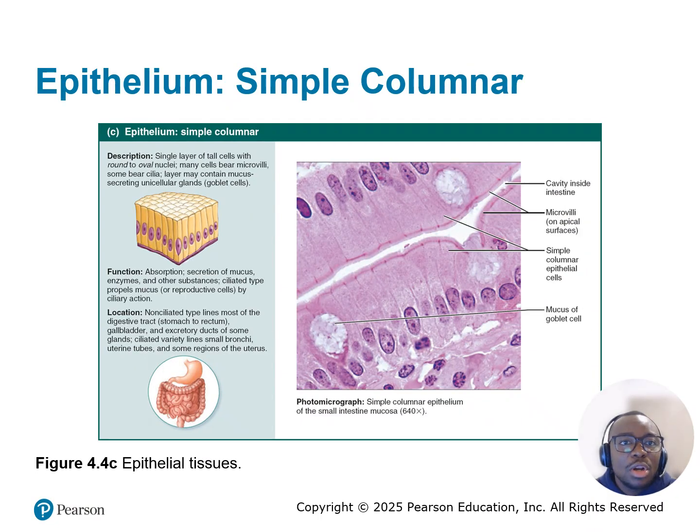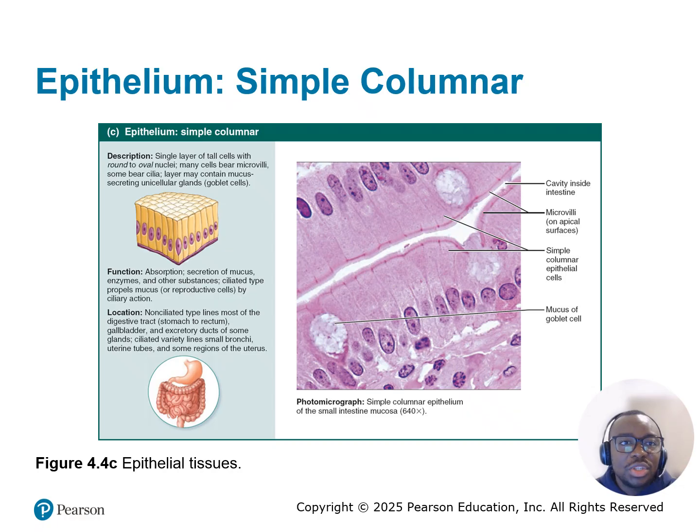Next is simple columnar epithelium. Simple columnar epithelium has a single layer of tall cells with round to oval nuclei. Some of the cells have microvilli, while some have cilia. Other layers may contain mucus-secreting unicellular glands called goblet cells. They are involved in absorption and secretion of mucus, enzymes, and other substances. Ciliated columnar epithelial cells move mucus or reproductive cells by ciliary action.